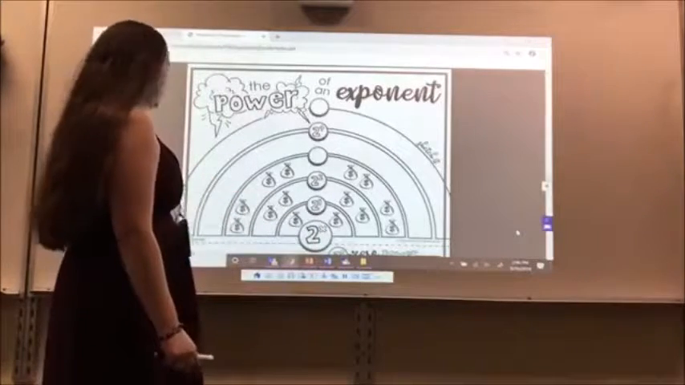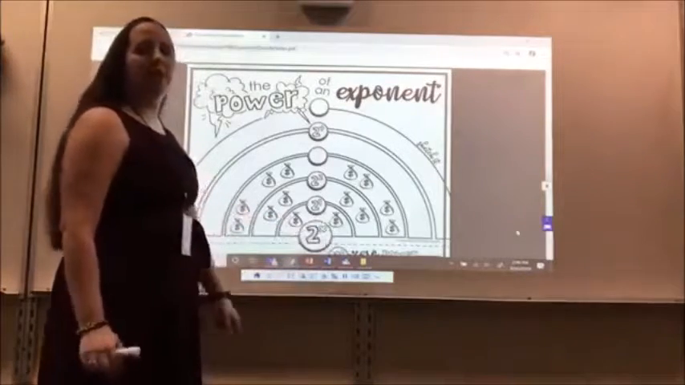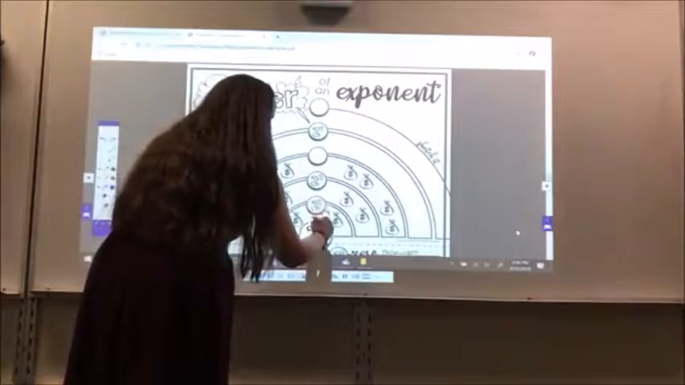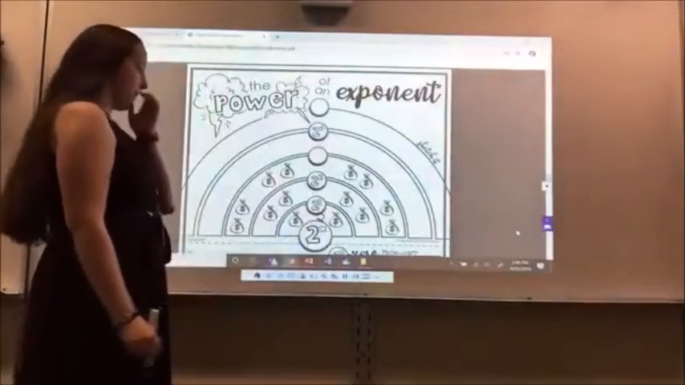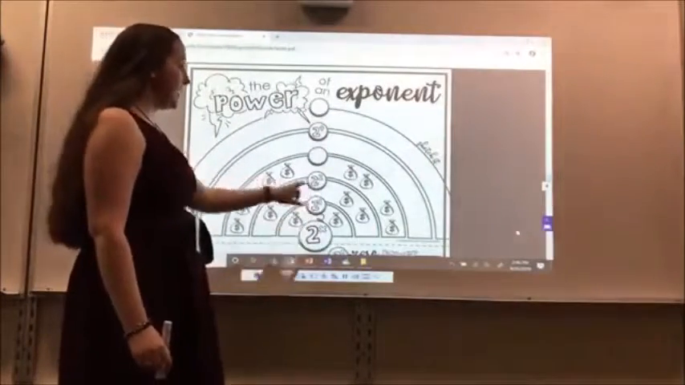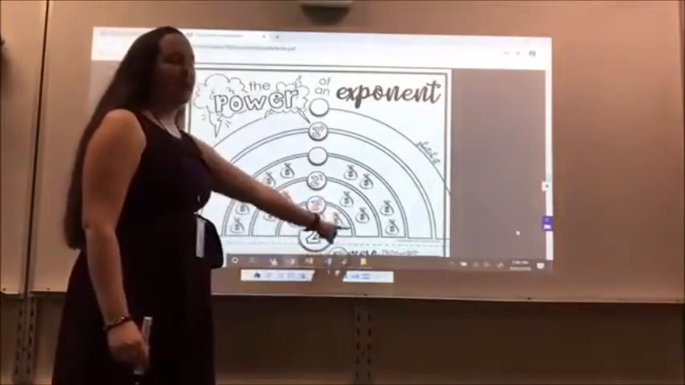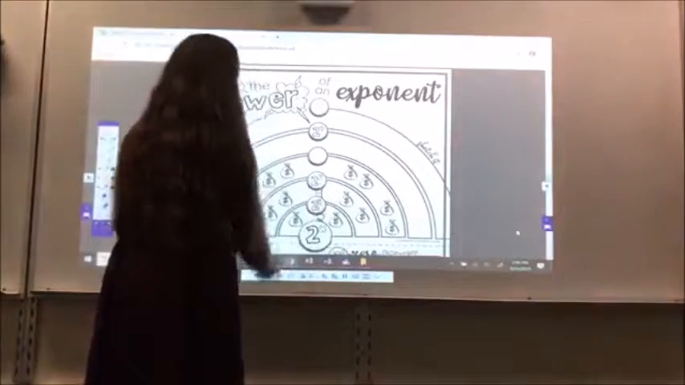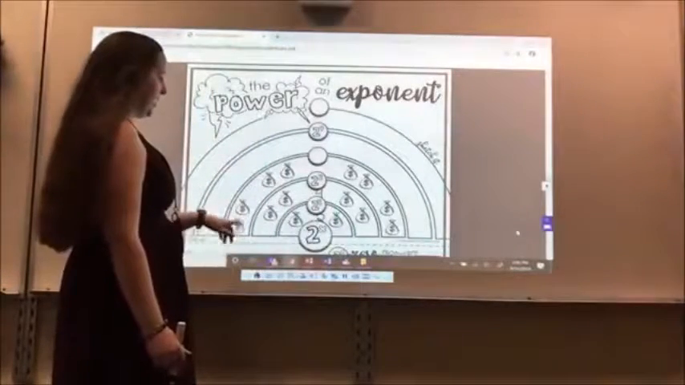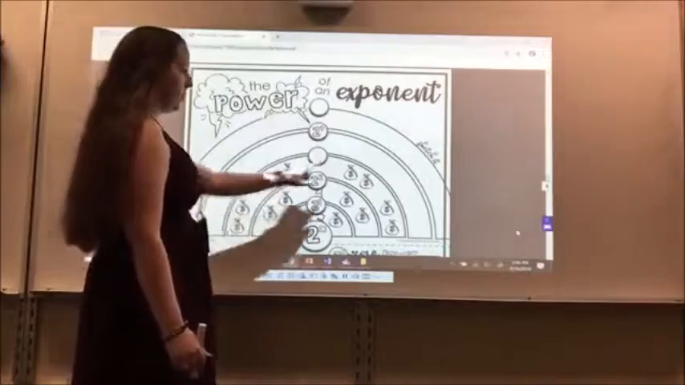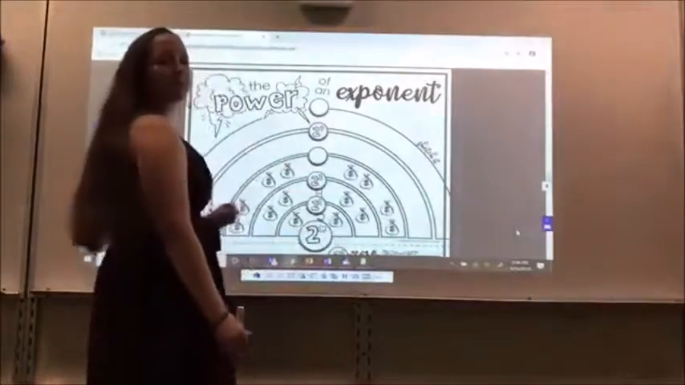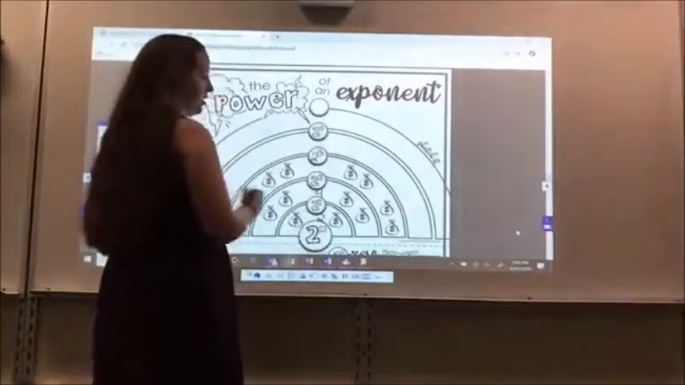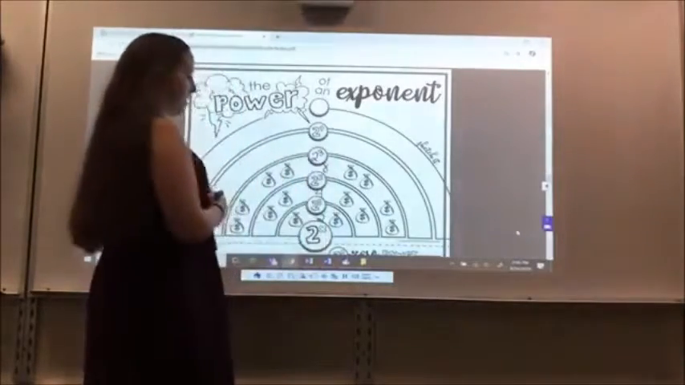Okay? And you can see that there are 2 bags of money. So 2 to the first power equals 2. Okay? 2 to the second power, you can see I've doubled my money. So this is 4 bags of money. This one I have 2, 4, 6, 8 bags. So this one is 2 cubed, or 2 to the third power. So that's 8 bags of money.